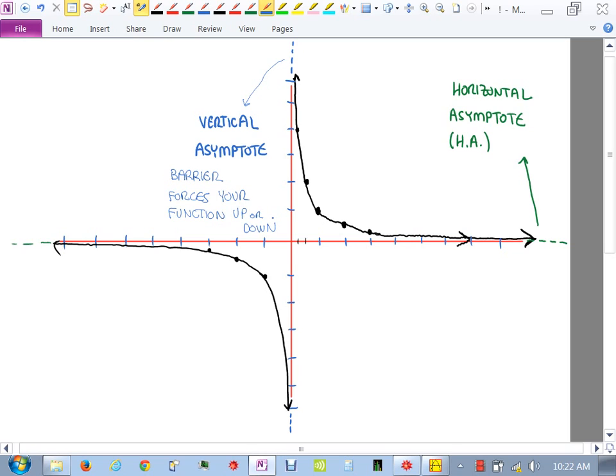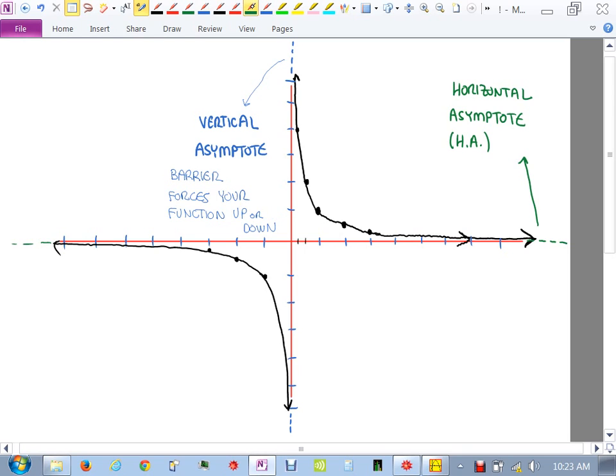Now, sometimes a function will actually go up on this side and up on that side. So determining whether or not you're going to go up or down when you hit that barrier, we will have to work on later. We'll have a way of doing it. But for now, anytime you have a vertical asymptote, just know that your function is going to be forced up or down on both sides of it. Okay? Yes?